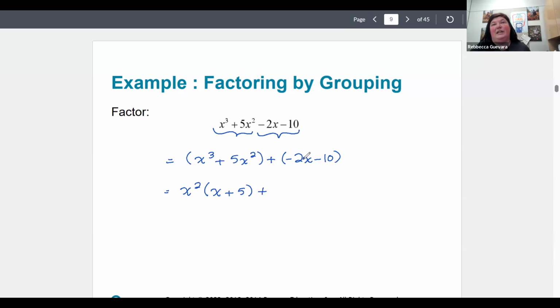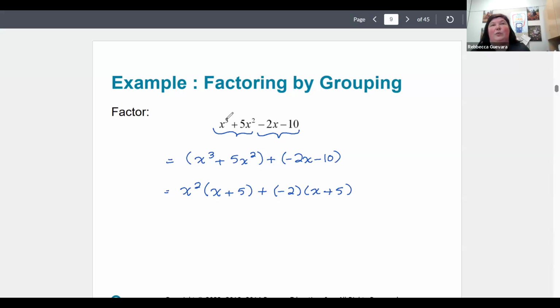Now over here, we have a negative 2x and a negative 10. Both of these numbers are divisible by 2, and not only that, by negative 2. So we can factor out negative 2. If I take this negative 2x and factor out negative 2, all that's left behind is positive x. If I take negative 10 and factor out negative 2, we're left with positive 5.